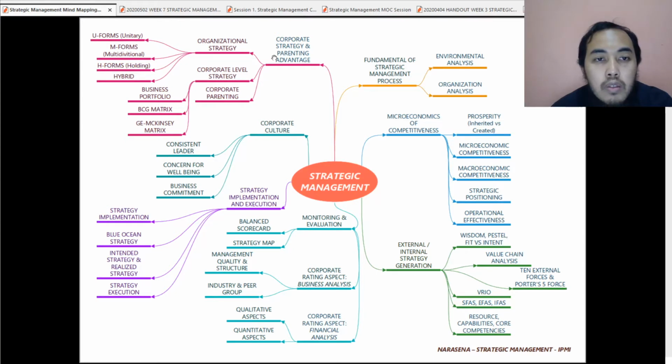For the corporate strategy of the organization, we can use the U form, which is more like the unitary process, and then the M form for the multidivisional organization, and then the H form, which is for the conglomerate company. And then there is also the hybrid, which is like the M form and H form. And then for the corporate level strategy, there are components we can use to analyze it, like the business portfolio. And then there is the BCG matrix, and we can also use the GE McKinsey matrix. So we can use both at the corporate level of the strategy.